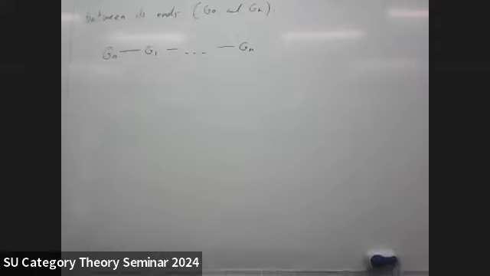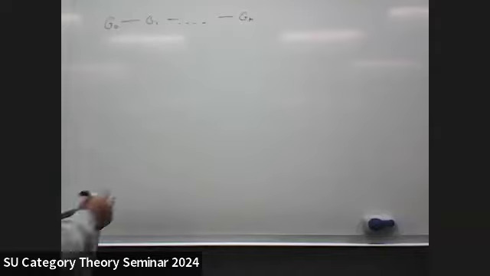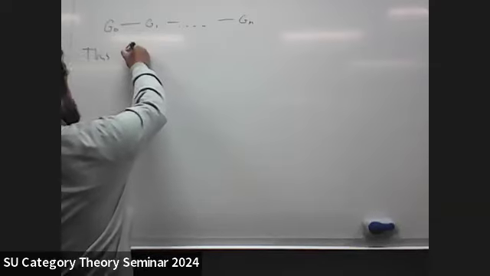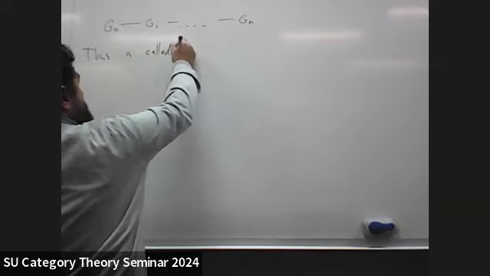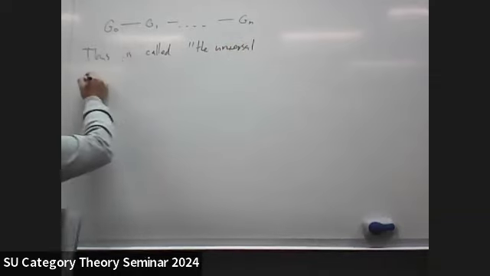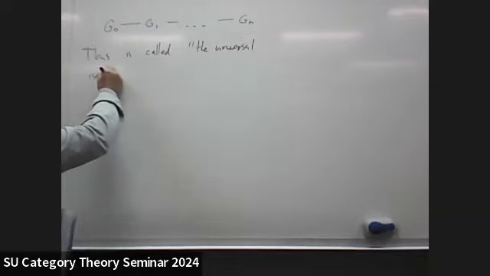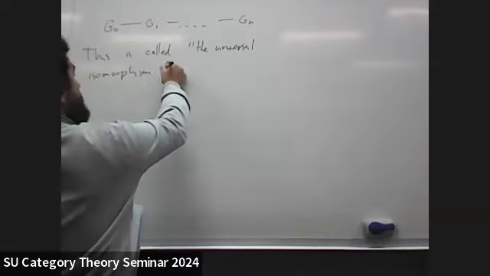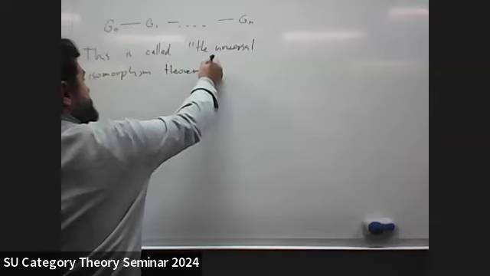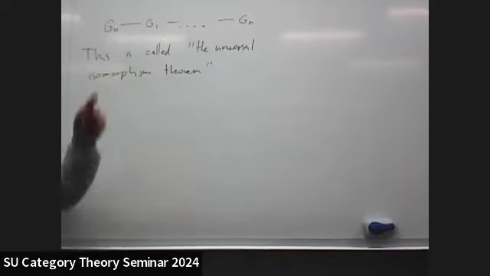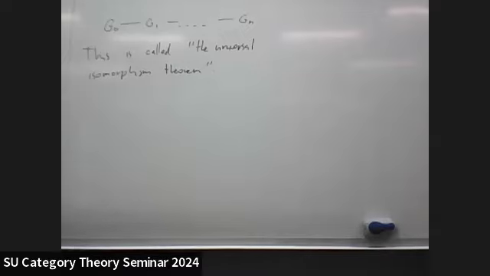This corollary actually has quite a pretentious title. It's called the universal isomorphism theorem. And the reason why it's called so is because all the isomorphism theorems of group theory can be derived from it. It turns out that every time I have a classical isomorphism theorem, I can find a suitable zigzag to which I apply this corollary, and I get the isomorphism of the isomorphism theorem.